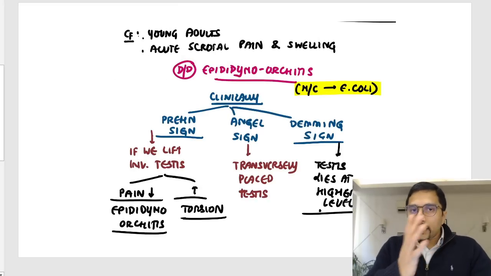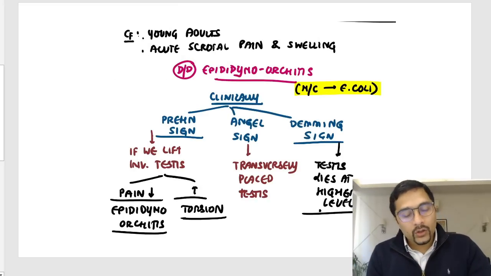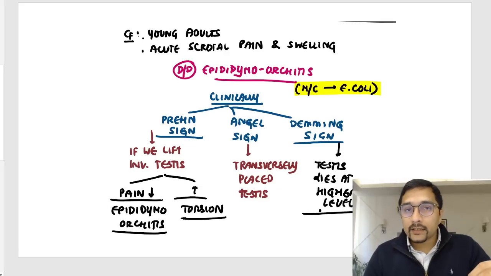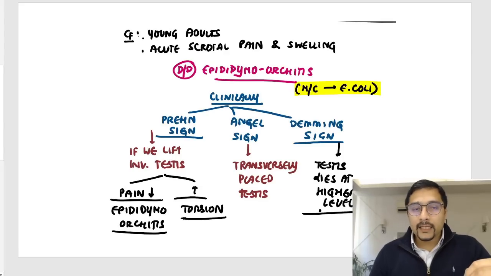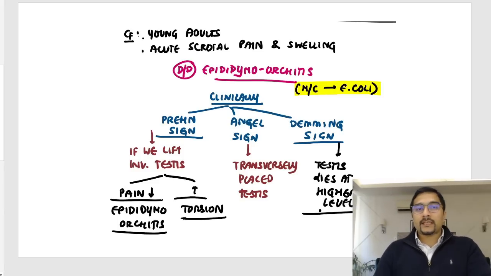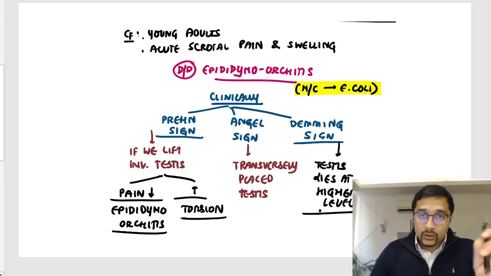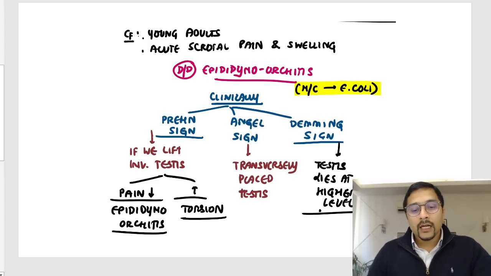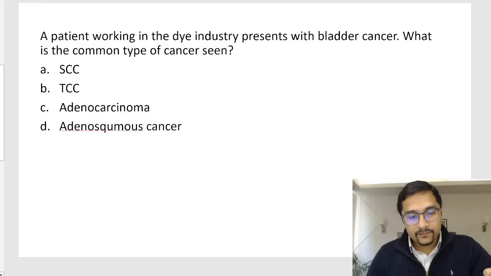So to differentiate whether it is epididymo-orchitis or torsion, there are clinically 3 signs which can be done. Prehn sign: if you lift the testis, pain reduces in epididymo-orchitis, it increases in torsion. Angell sign is a transversely placed testis in torsion, and Deming sign is that the testis which has undergone torsion lies at a higher level.